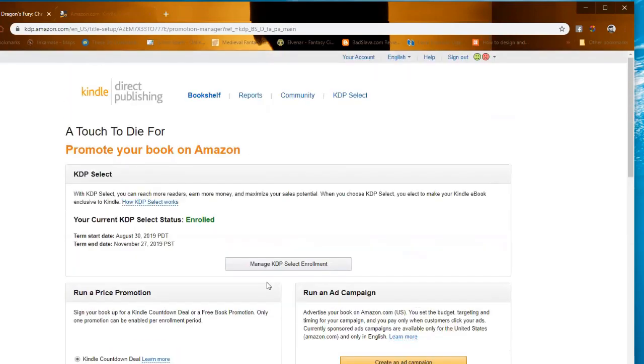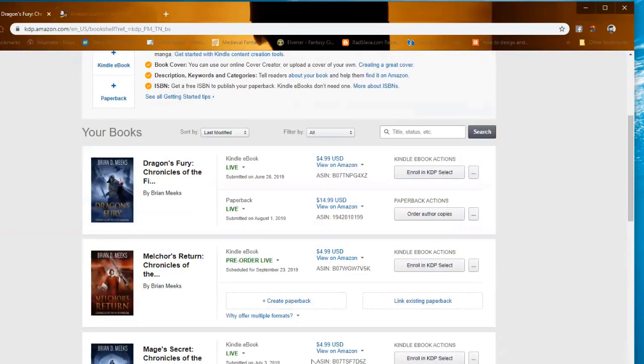I know that Henry Wood is 303 back on the bookshelf. The reason these books don't have that button is because I've launched the Epic Fantasy series wide, because I want to research wide. So none of these have a KENPC number.